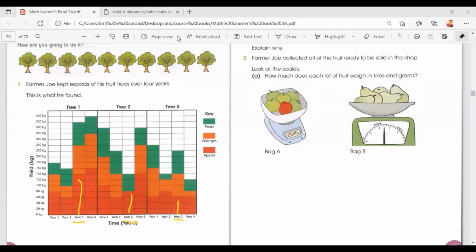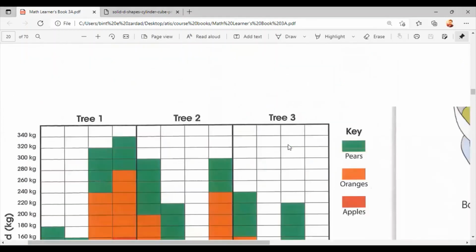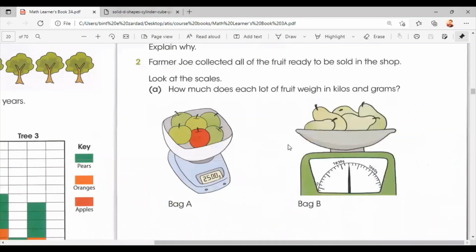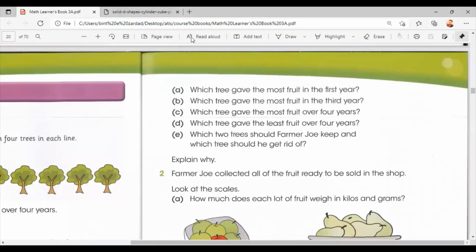Over 4 years, also apple tree. You can see most of the boxes are covered with the red one, as compared to orange and pear. So first is the red color, meaning apples giving more fruit, apple trees. The second one is oranges, and the third one pears. Pear a little bit, you cannot see much result. So overall 4 years, which tree gives the fruits? Oranges for the first one.